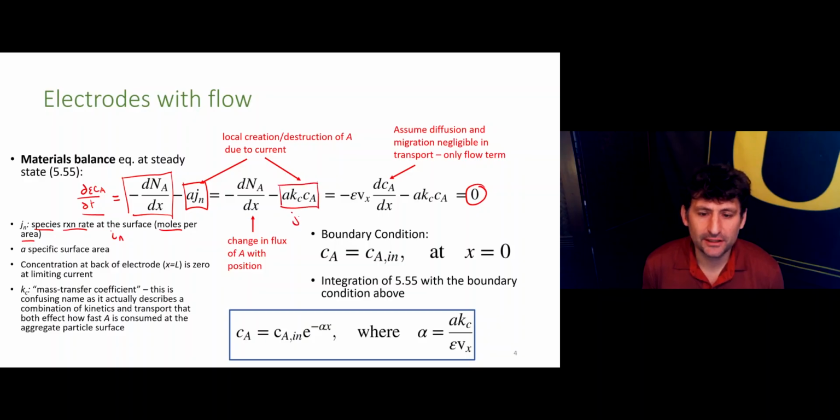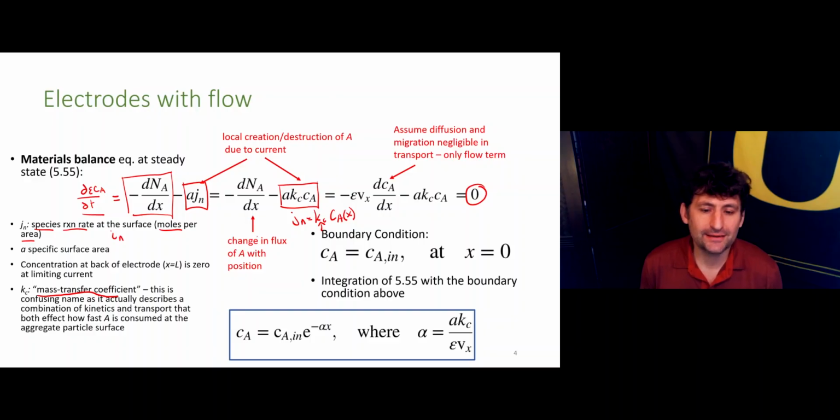We can write that term, Jn, equals Kc times Ca. Ca is the concentration as a function of x. Kc is the mass transfer coefficient. It's a little bit of a confusing name because it essentially relates the rate of the reaction to a combination of both kinetics and transport that both affect how fast A is consumed within this aggregate particle electrode.